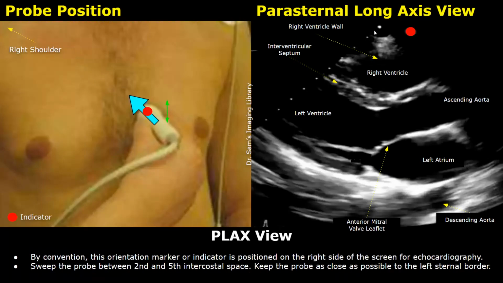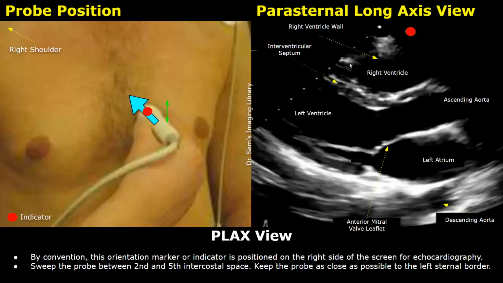In echocardiography, keep in mind that the indicator is present on the right side of the screen. This is opposite to standard ultrasound, where the indicator is on the left side of the screen. So make sure that the indicator is on the right side before starting the scan. Sweep the probe between the second and the fifth intercostal spaces, while keeping it close to the left sternal border, and you will be able to get this image.